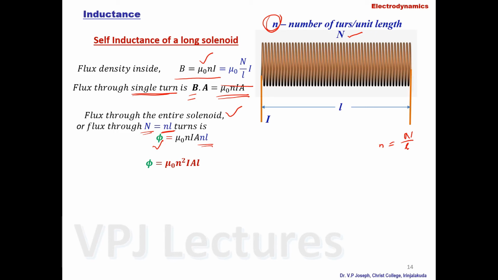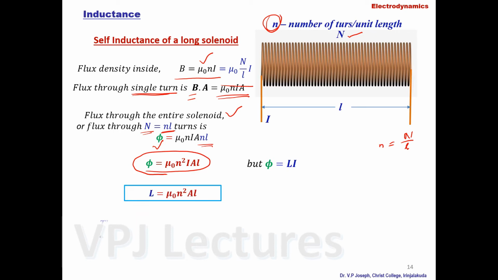So mu 0 n i is the expression for B, and A is the area, so that's the flux linkage with one turn. Then multiplying with nL means the total flux associated with the solenoid, and the expression becomes phi is equal to mu 0 n squared I A L. So this is the expression for the total flux linked with the coil.